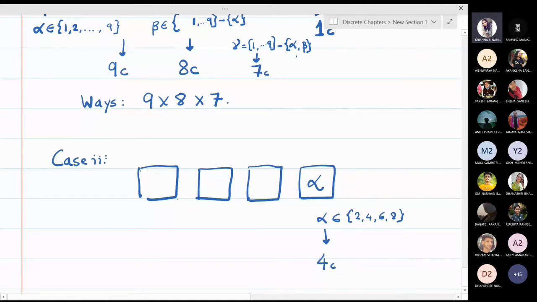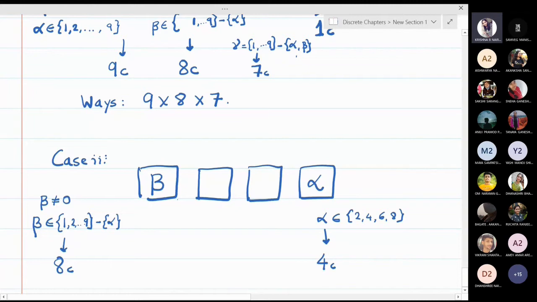Once I have chosen an alpha, the first digit that I have to choose is beta. This beta cannot be zero, right? Beta cannot be zero because I want a four digit number. But beta can be 1, 2, up to 9, except alpha, because I don't want repetition in the problem. So this beta has how many choices? This beta has 8 choices.